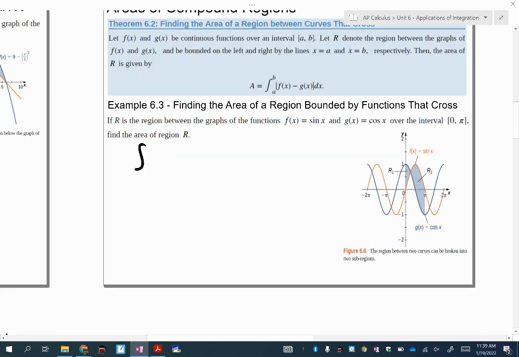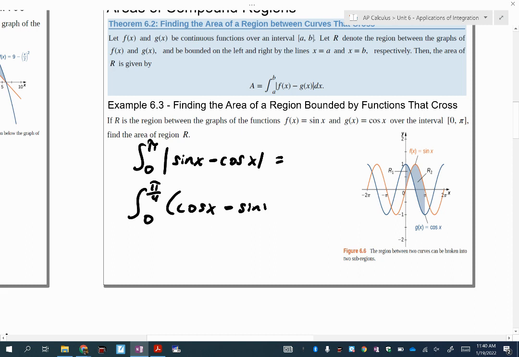All right, so here's how I'm going to write it. I'm going to write down that the integral from 0 to pi of the absolute value of sine of x minus cosine of x is actually equal to two different integrals. Okay, so this is equal to the same thing as from 0 to pi over 4, and that's where cosine of x is above sine of x.